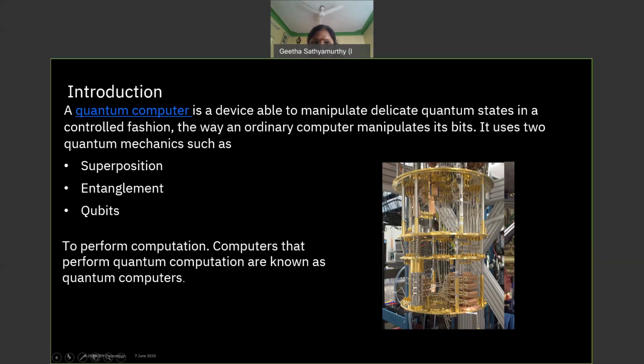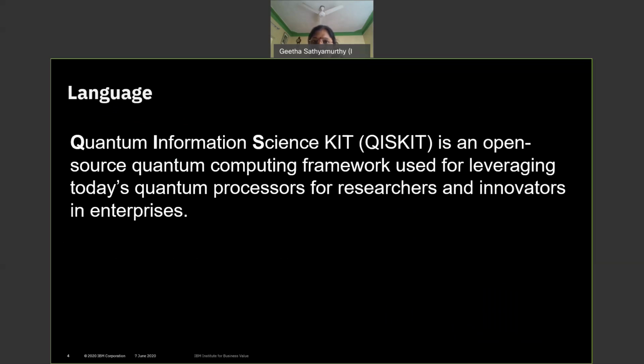So now let's see how we use these quantum computers. The main part of a quantum computer is knowing how to interact with it. We use a language or framework called QuantumComputing, which is an open source quantum computing framework used to leverage today's quantum processors for researchers and innovators in the enterprises.